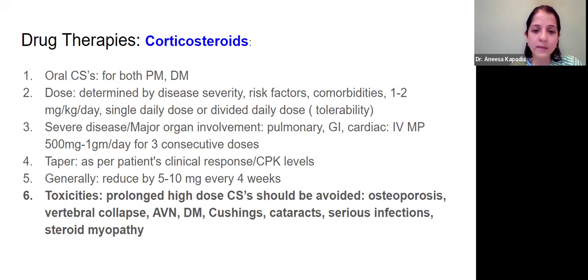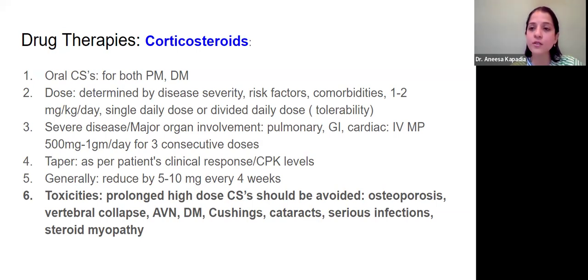So it's important that as the patient gets better, we must taper the steroids. We must monitor not only their clinical response, but also look at their CPK and their muscle enzymes, which help us identify if the patient is responding to treatment. One major complication of corticosteroids, especially in myositis patients, is that they develop steroid myopathy. This happens more so in our Indian patients than in Western patients because we respond to steroids far more than the Western counterparts.